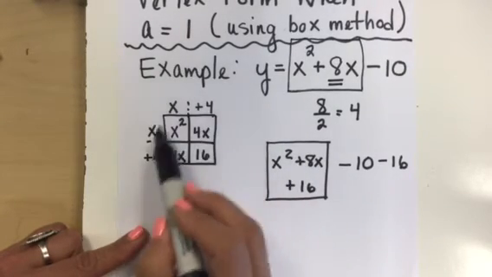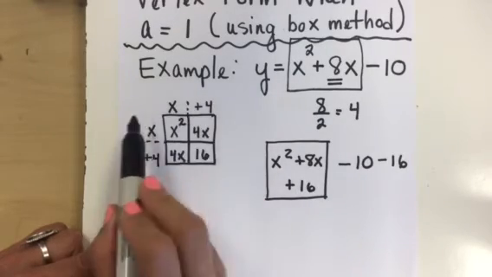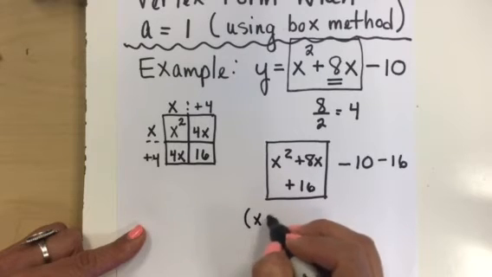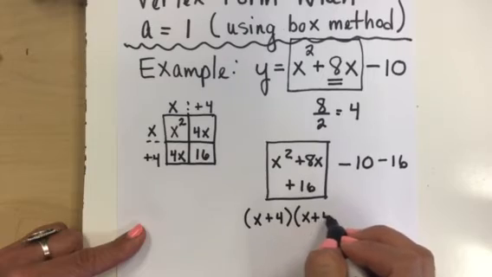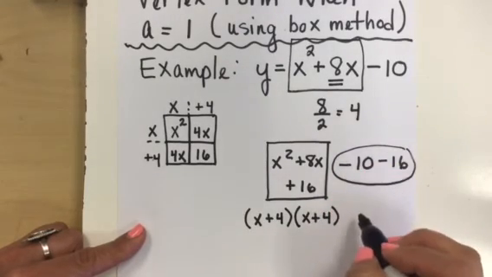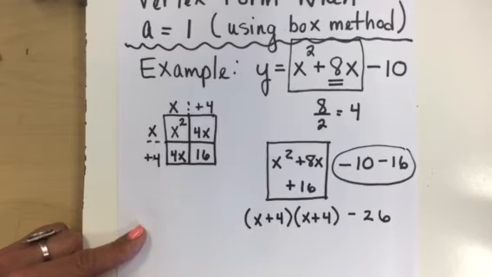Now, by looking at our square, we know that we have x squared plus 8x plus 16, which is inside of this square. And now, we can rewrite this by using its length and width, which is x plus 4 times x plus 4. And now, we can take these two terms and combine them and get a what? Minus 26.